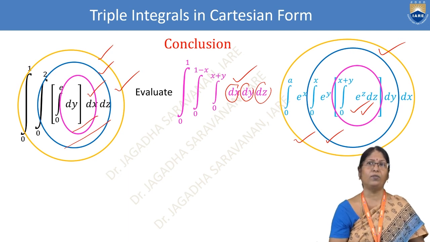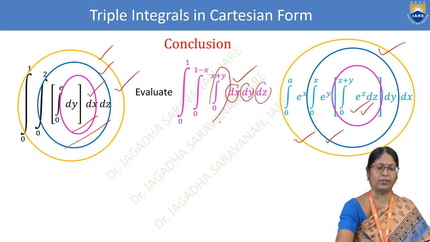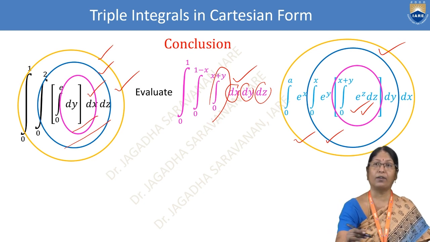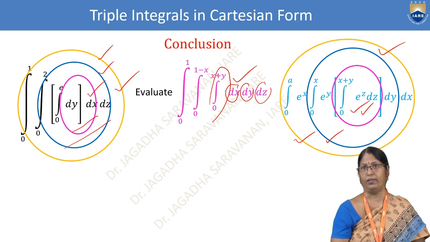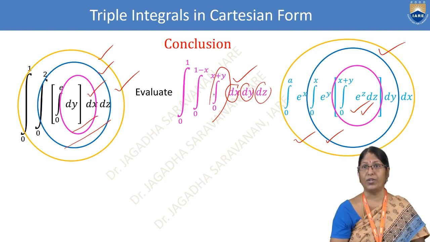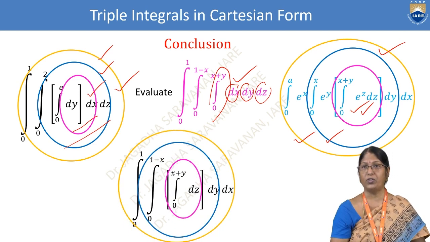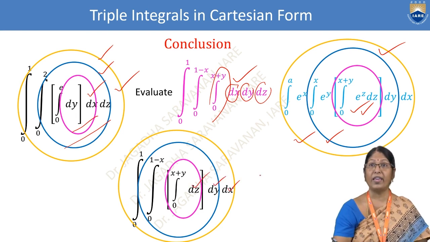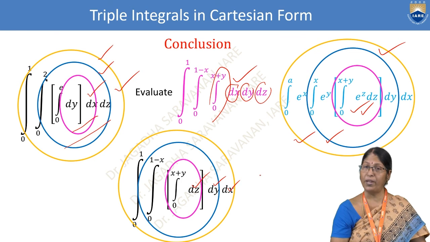There is a question which was given to us, but we modified the question according to the limits, because the limits for the innermost are a function of x and y. So the innermost is the limit for z. So we changed the question, and we did dz, dy, dx and completed it.